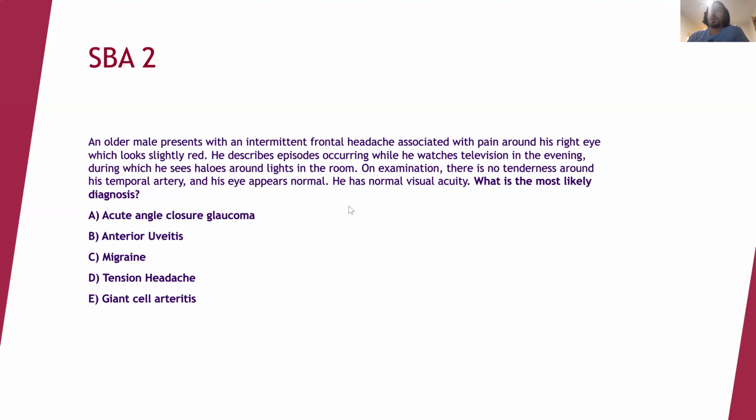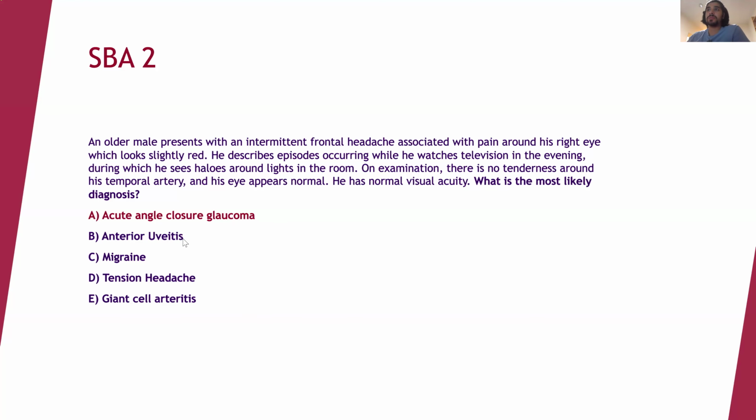Okay, and the answer for this is acute angle closure glaucoma. The reason is, like I said, look out for those buzzwords: halos around lights in the room. That tells you it's glaucoma, but it's also this symptom. He's got that frontal headache. He's had episodes before, but now he's got that really bad pain.